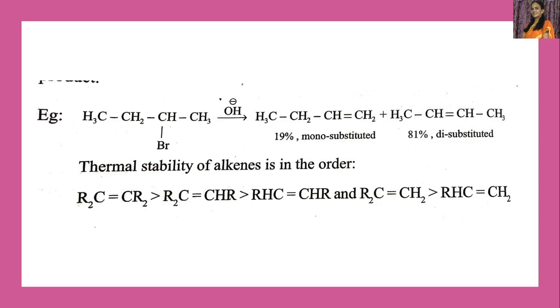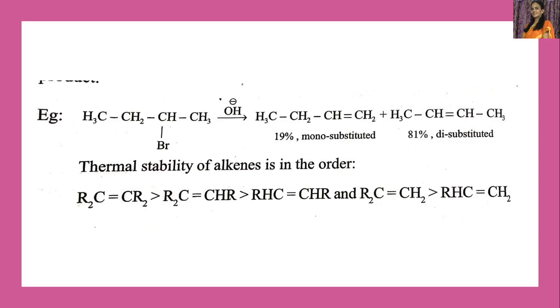So the more substituted alkene, the more substituted double bond, is the most stable product. Therefore, here 2-butene, the disubstituted alkene, is the major product obtained, whereas this is the minor product. You can see here 81% of 2-butene and 19% of 1-butene is obtained. So this is about the Zaitsev rule.